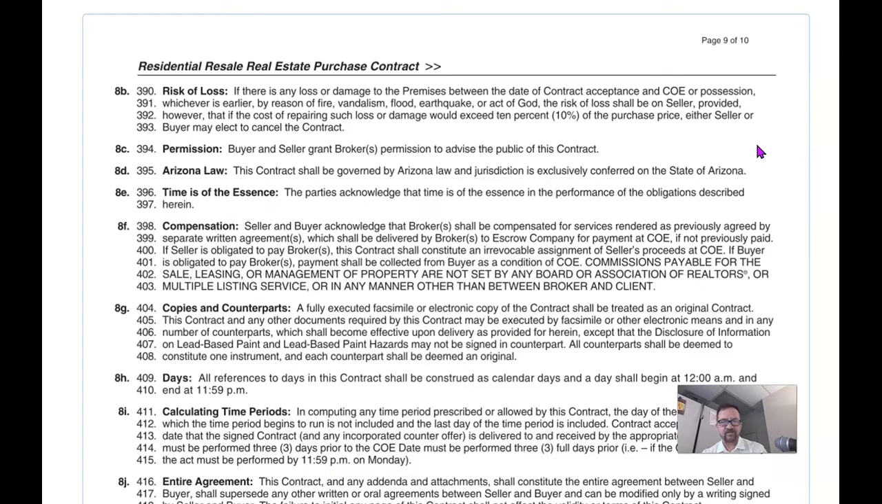Right? If not previously paid, if seller is obligated to pay brokers, this contract shall constitute an irrevocable assignment of seller's proceeds at close of escrow. If buyer is obligated to pay brokers, payment shall be collected from the buyer as a condition of close of escrow. All right. So that's basically how Ray gets paid.